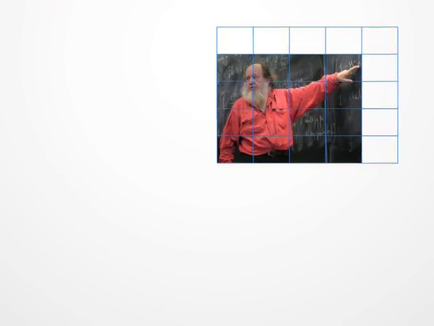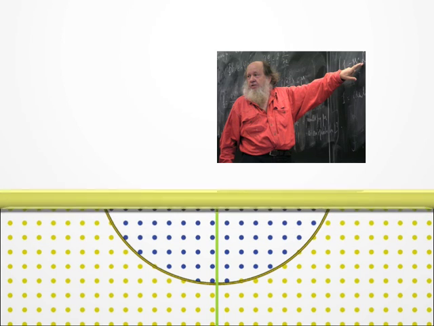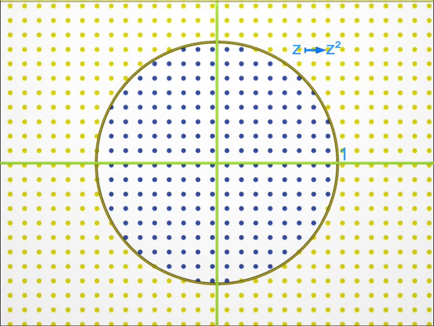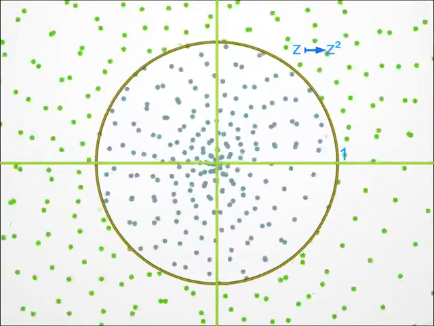Now that you know about complex numbers, and you've seen some transformations, I will explain some of the objects I've been studying closely. Here you see a number of points. Some are blue inside the unit disk, and some are yellow outside. Let's perform the transformation z squared several times, and let's look at the result.